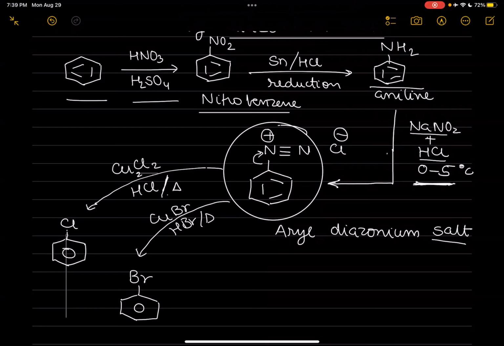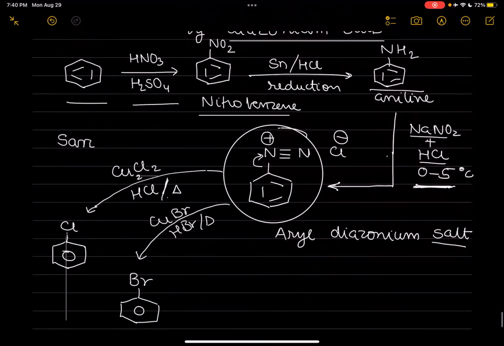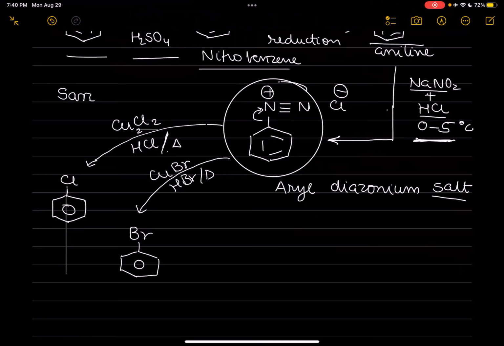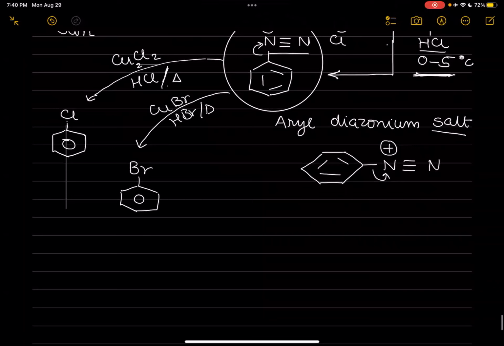Yes, Imad. Sir, can you explain the second reaction? Which one? The diazonium salt. Yeah, diazonium salt. Actually, this functional group is known as diazonium. It is the N2 plus group connected to the benzene. So it has a tendency to pull the electrons and come out as N2.